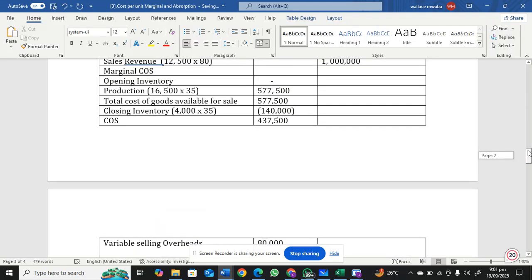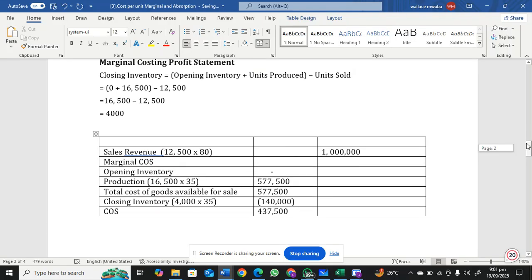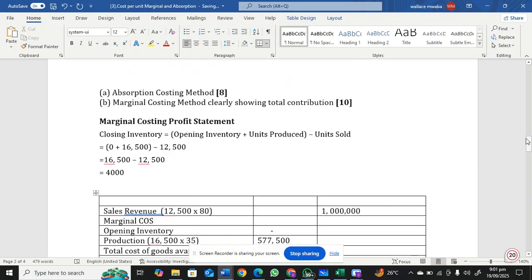So just a quick recap of what we did. After you get the production cost per unit, the next thing you need to get is your closing inventory. That marginal production cost per unit is what you're going to value your opening inventory, closing inventory, and your production at.